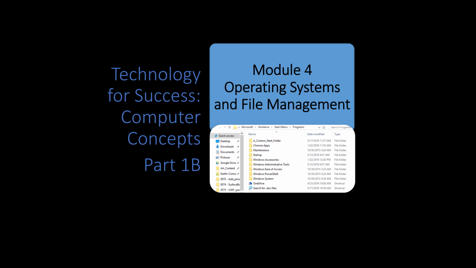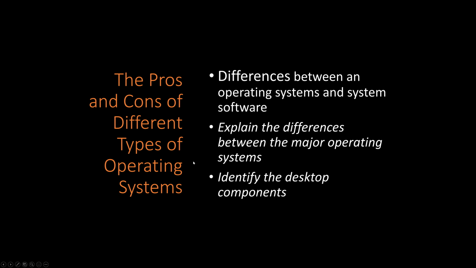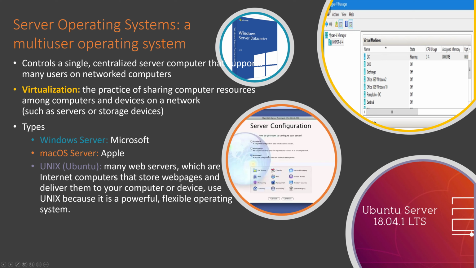And welcome back once again to Computer Concepts Module 4, Operating Systems and File Management. This is part 1B of our lecture. And we'll go ahead and look at the outcomes. So in part B, we're going to cover these last two outcomes, which are explain the differences between the major operating systems and identify the desktop components. So let's go ahead and get started on that.